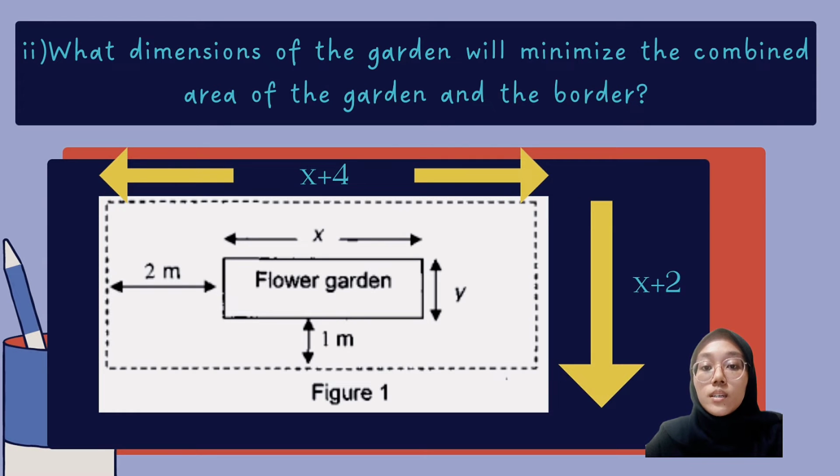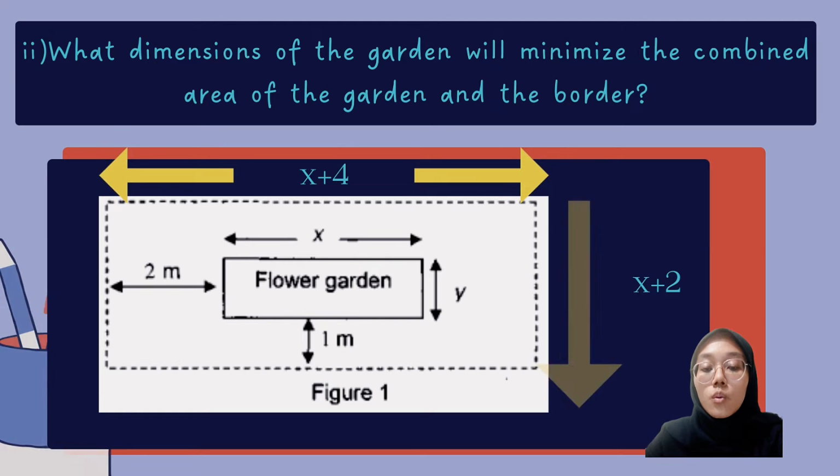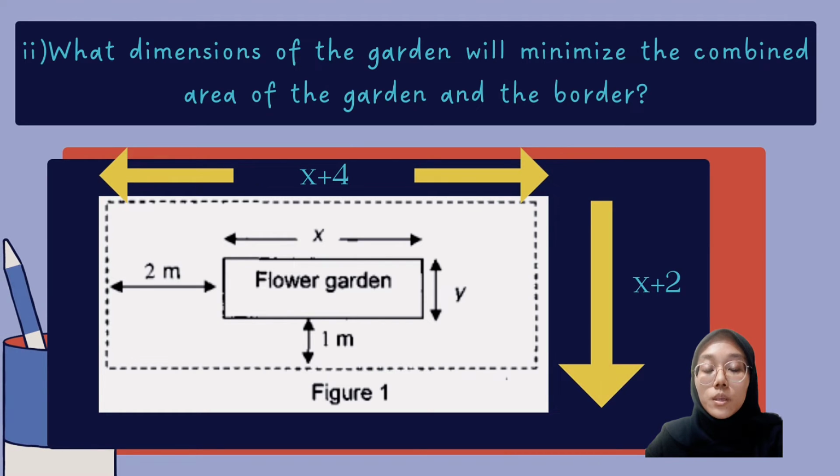Next, I will discuss question 2. What dimensions of the garden will minimize the combined area of the garden and the border? Let's take a look here. In the picture, the flower garden is surrounded by a grass border with 1 meter wide on the below and above, and the other 2 sides have a 2 meter wide border. So, I'm going to do some labeling. Up here is x plus 4 meters stretching from this end to the other end, while the height of the whole thing will be y plus 2.